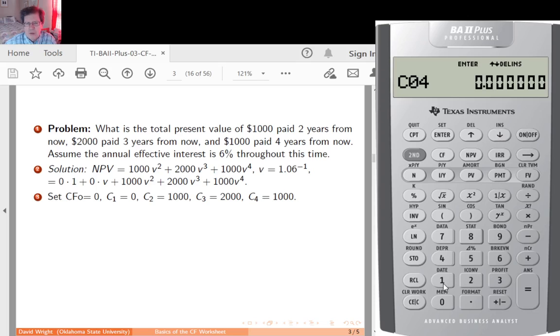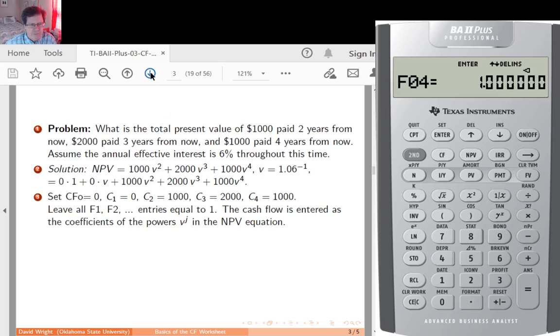The last one, C4, is 1,000. Enter. And everything's set now. We have that all set. So if you can see what the buttons are, we left all the F1s equal to 1. And the cash flow is really entered as the coefficients of this polynomial. So if you set it up in that framework, you can just read off what the right cash flows are as you enter it in CF.